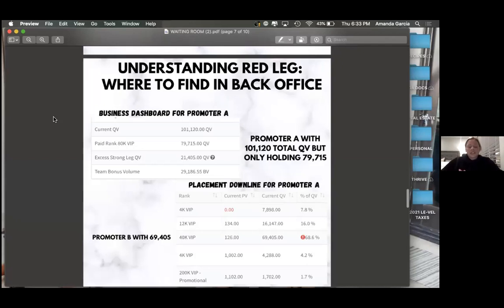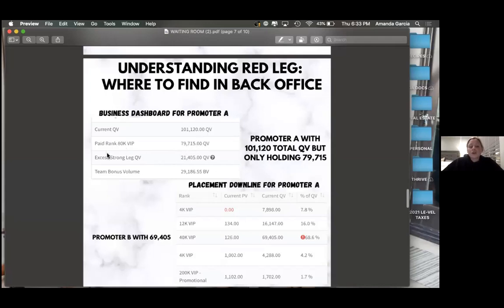So this is an example. I gave a screenshot. This is promoter A here, with the screenshot, and this is the business dashboard. If you scroll down in your back office, you'll see business dashboard and then business snapshot, and it'll show your current QV. So this is the total for this promoter. But that doesn't mean they're holding all of that right now. So this promoter is not an 80K yet because they're a little less than 300 short of a red leg.